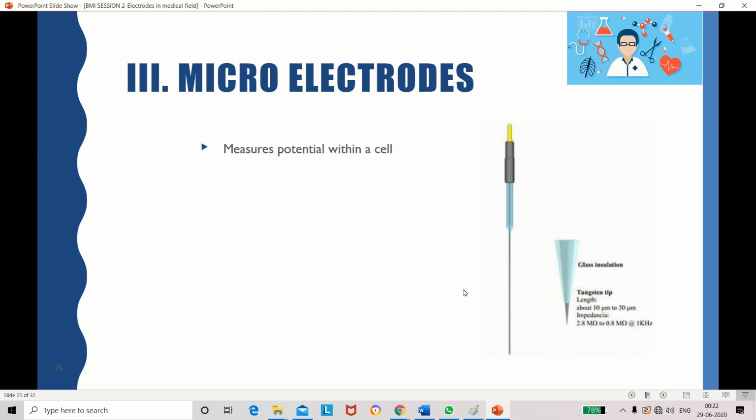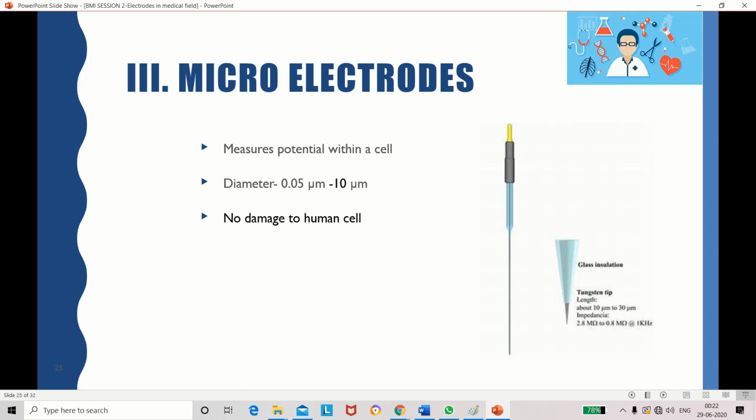It is a very small size electrode. It is used to measure the potential within the cell. See, the important point, it can be used to measure the potential within a cell. So, the electrode is called a microelectrode. The diameter will be in the micron range. See, 0.05 micrometer to 10 micrometer. So, this is the diameter of this electrode.